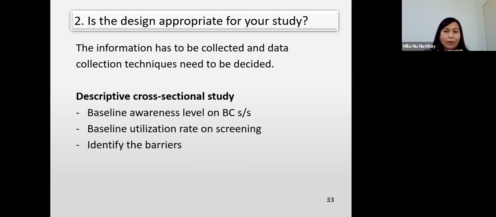Appropriate study design. So in my example, I would like to know the baseline awareness level about the cancer signs and symptoms, the baseline utilization rate, and to identify the barriers. So it is like collecting prevalence data or information from the community without any intervention. And I do not want to compare different groups. So I have selected a descriptive cross-sectional study design. Similar to that, in your project, if you would like to know the prevalence, and you also would like to know the factors associated with that, then you may change to the analytical cross-sectional study.